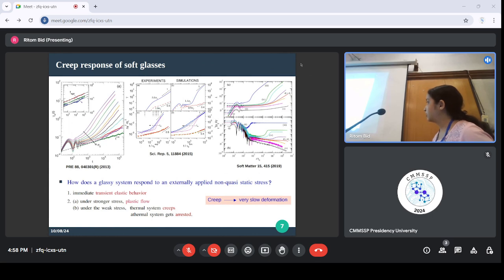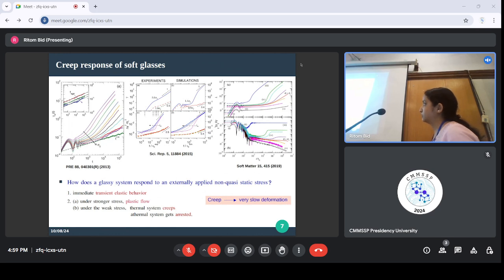If we apply a certain constant stress to a soft glassy system, then in general we observe three different regimes in the strain evolution curve. Initially, there is an immediate transient elastic behavior, which includes this oscillatory part, and beyond that, the system flows plastically. Now, this plastic flow depends upon the type of material, whether it's thermal or athermal, and also the strength of the stress. So, if the stress is very high, then it flows immediately.